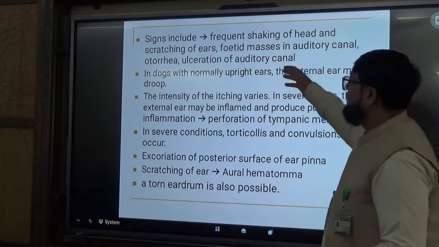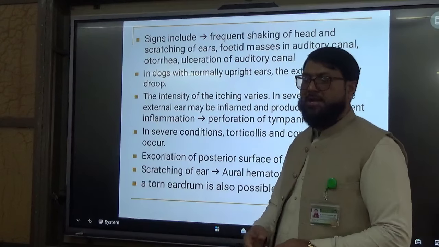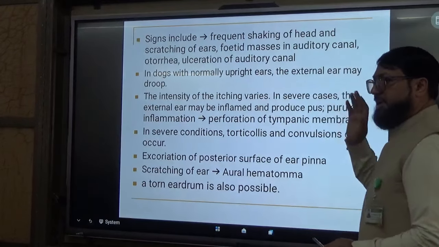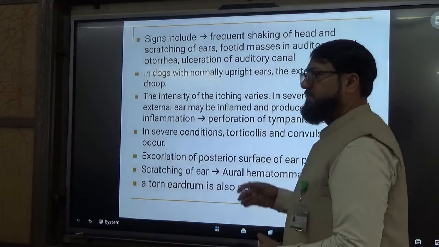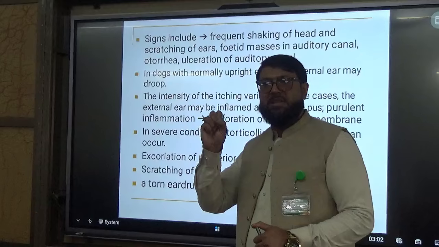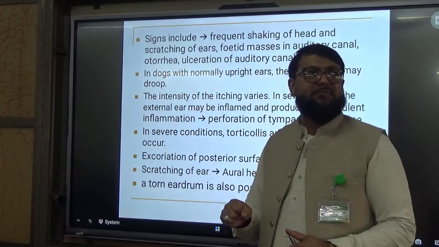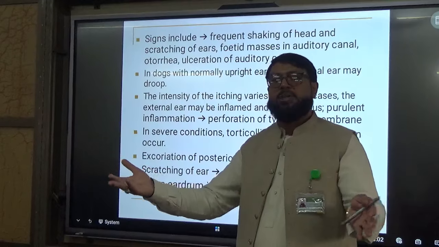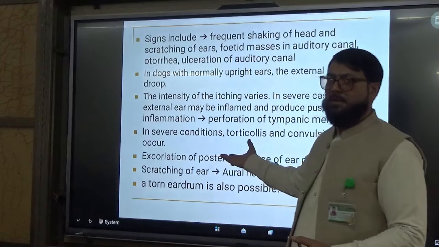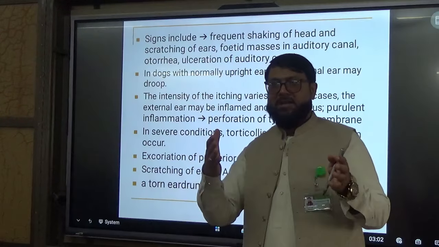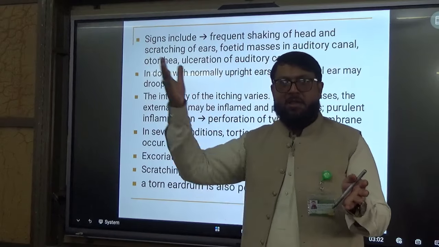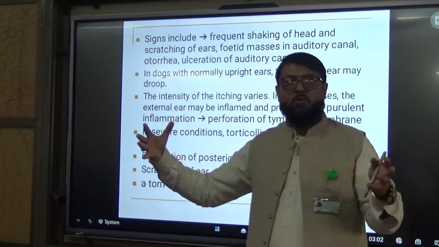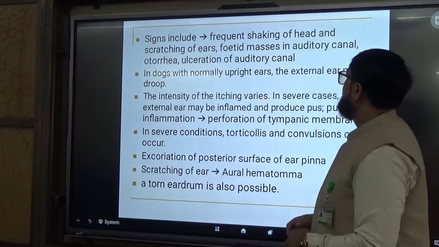Signs: the animal will show frequent shaking of the head, nodding of the head, and scratching of the ears with the paws. Those paws also have nails, which can lead to self-inflicted injuries, and that can open up another chapter of wounds, and then myiasis comes out due to this fetid smell. Now you might be able to correlate where the fetid smell will come from for the primary myiasis causing flies or secondary myiasis causing flies.